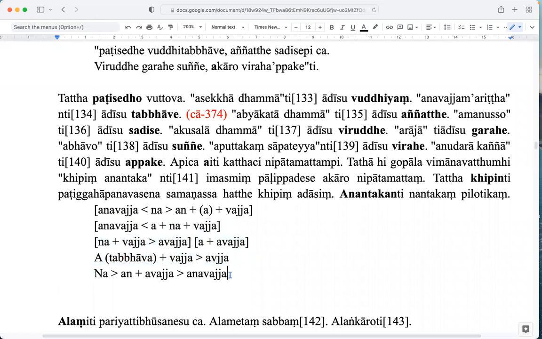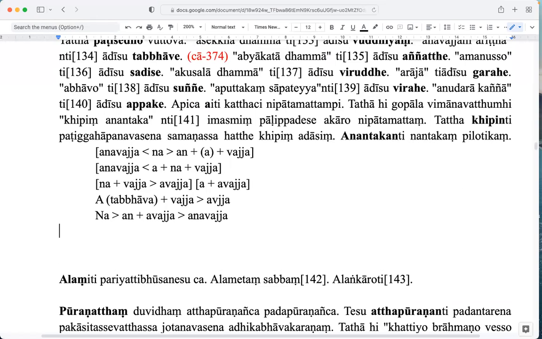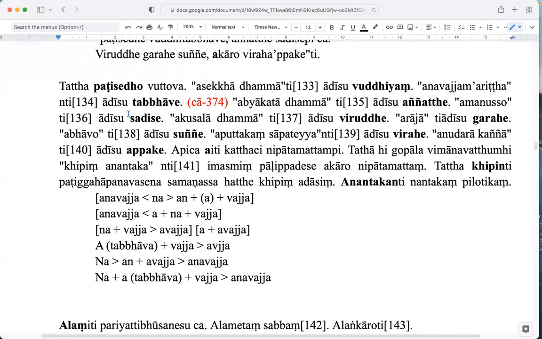So finally, na plus a, but the a is the bawa, not negation, and the vaccha. So finally, we have the anavaccha. So now it's changed to an, okay. And then, so with that we end the inyate.